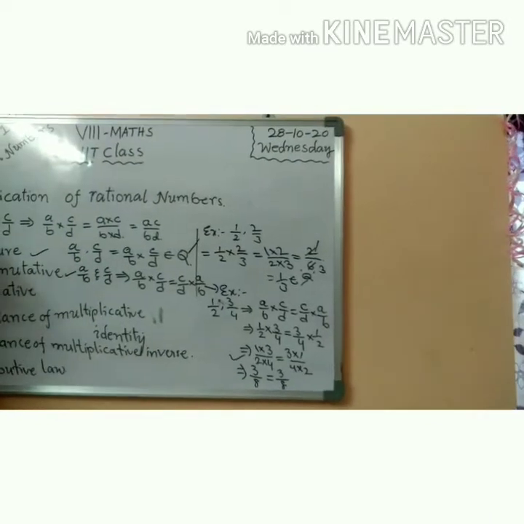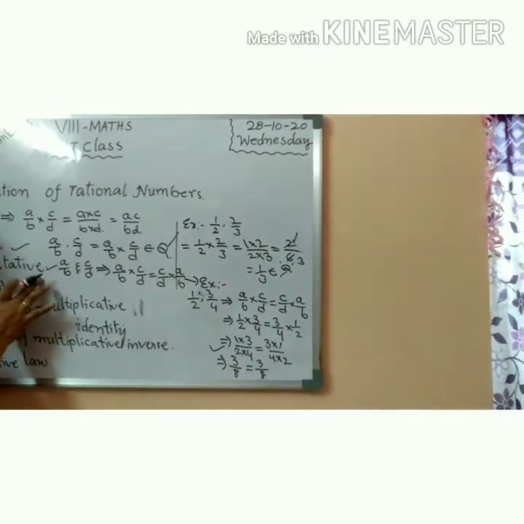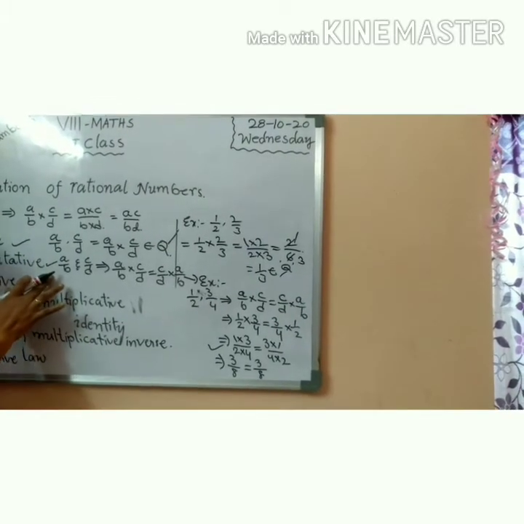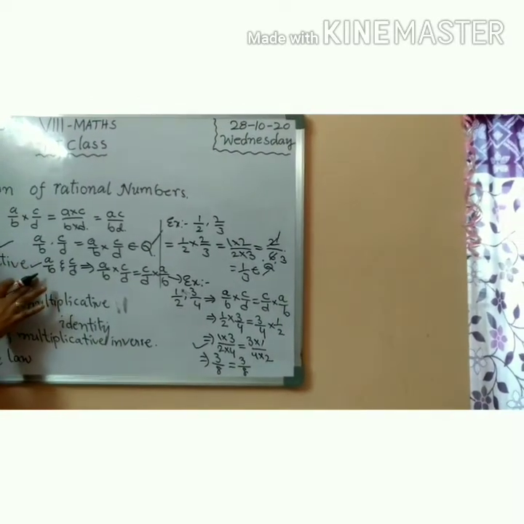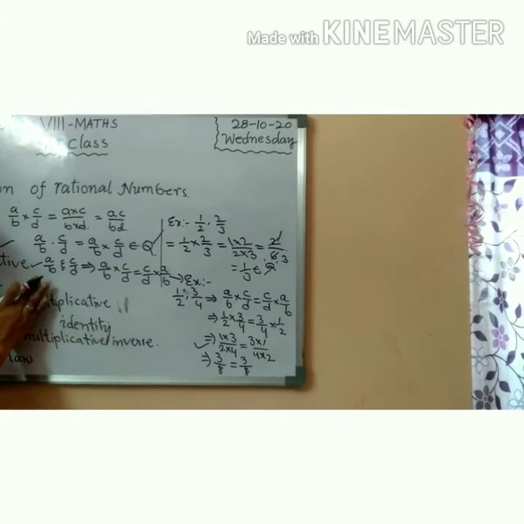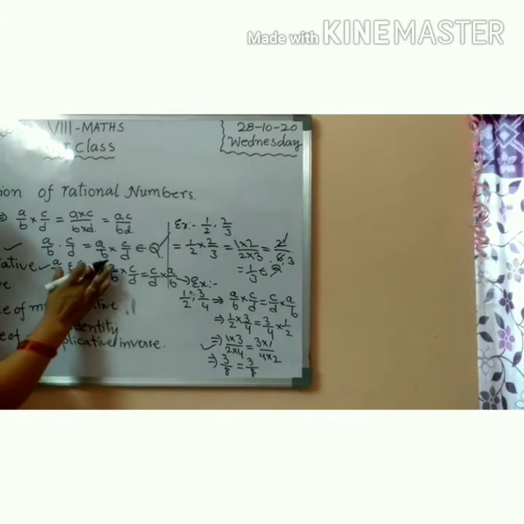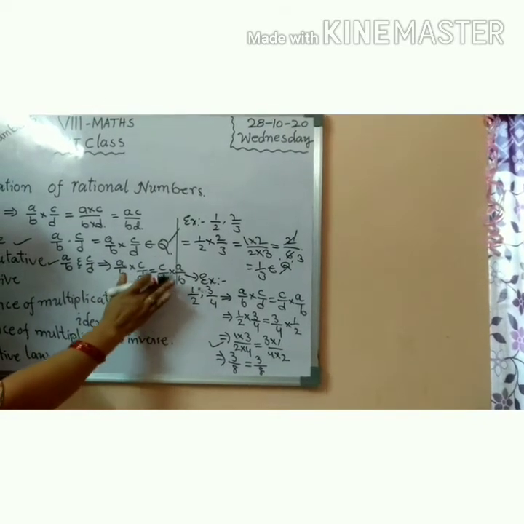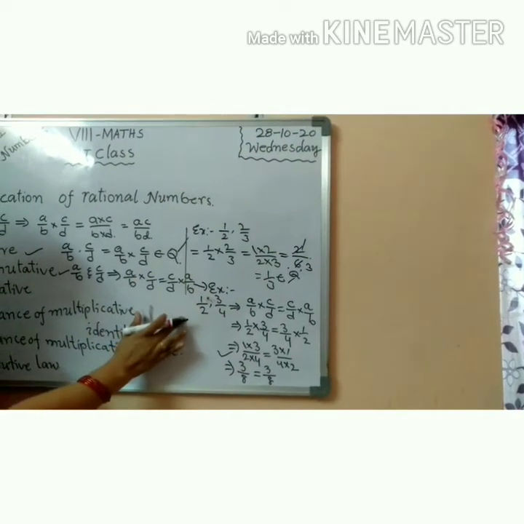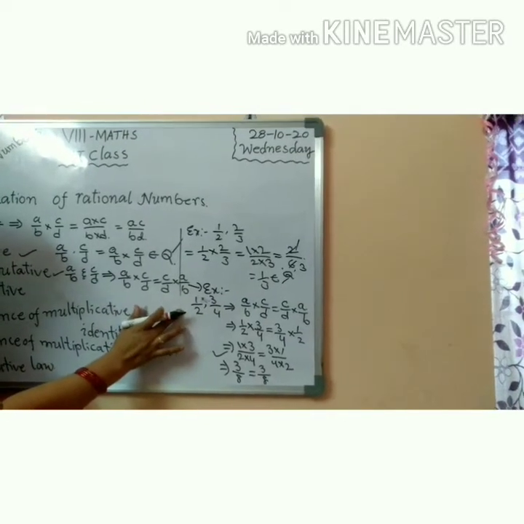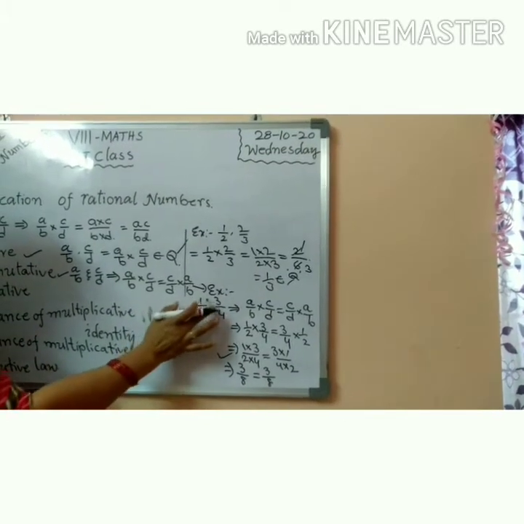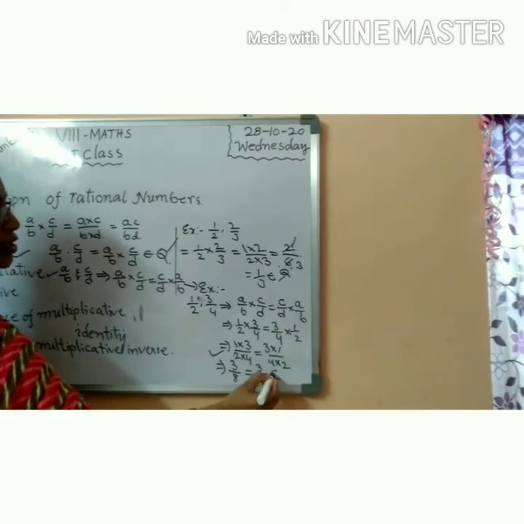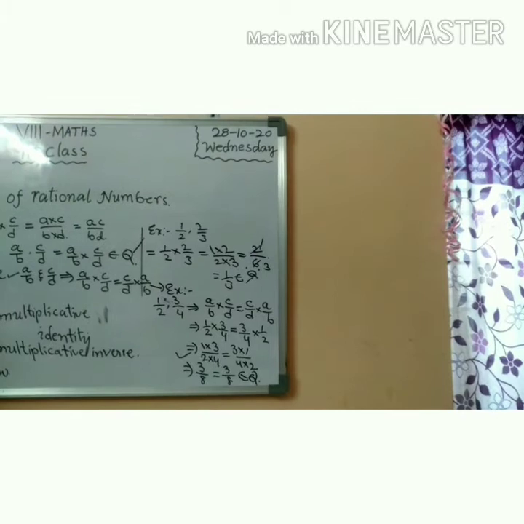Commutative property: you have to take two rational numbers, and two rational numbers can be multiplied in any order. A by b into c by d is equal to c by d into a by b. For example, take the two rational numbers 1 by 2 and 3 by 4. The value is the same, and it is also a rational number.